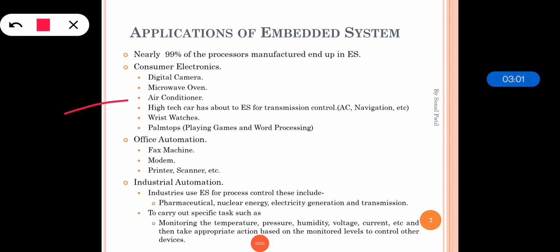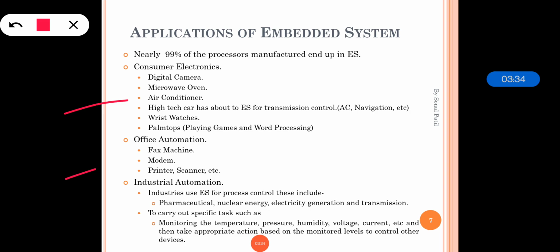So talking about the consumer applications, at home we are using a number of embedded systems like digital camera, digital diary, DVD player, electronic toys, TV, AC. Even today's high-tech car has almost 20 embedded systems for the transmission control and engine spark control. Even the wristwatches are now becoming embedded systems. The palm tops are powerful embedded systems using which we can carry out many general purpose tasks such as playing games and word processing and all.